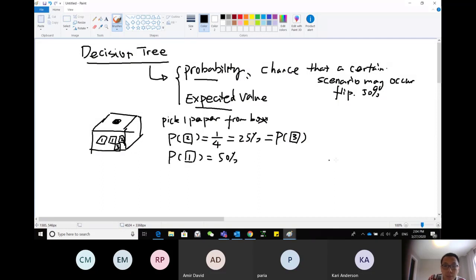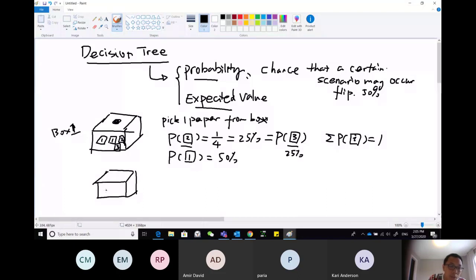So if you add all the probabilities together, it equals 1, right? So paper 2 is 25%, paper 3 is 25% chance, and paper 1 is 50% of the chance. So let's say this is box 1, right? Box 1. Now if we have another box here, with a similar idea, let's say 2 pieces of paper inside. So 4 and 5. Let's just say this is box 2.